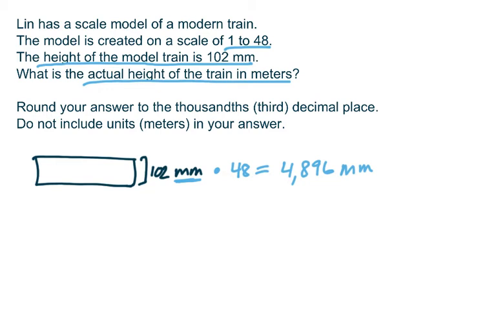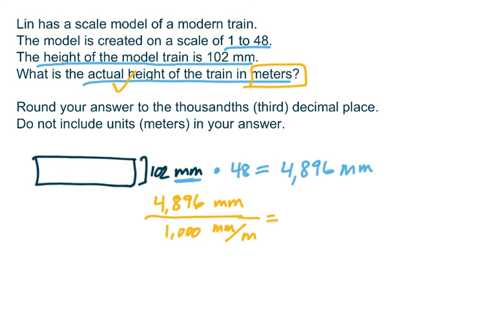That doesn't answer the question though, because although it's the actual height, we're supposed to find the actual height in meters. So I will take the 4,896 millimeters and divide it by 1,000 millimeters per meter. When I do this, it gives me a total of 4 and 896 thousandths meters. So now I have found the correct answer.